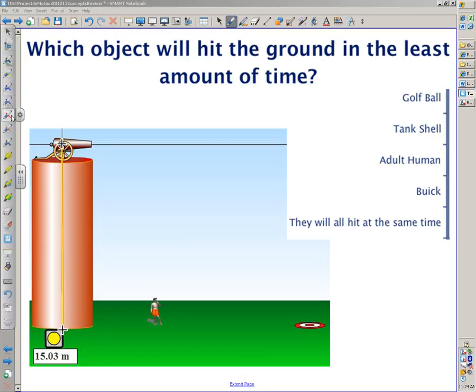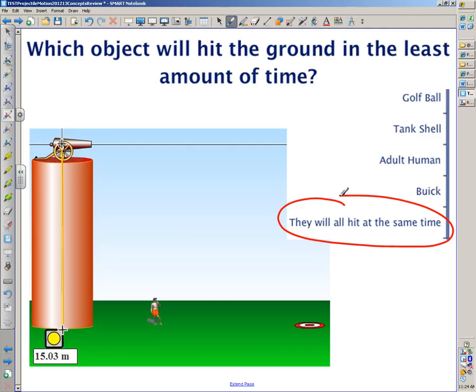Because what determines how long it's going to take them to hit the ground? Gravity. Does it matter that they're moving horizontally? No. And in this case, it doesn't matter what they are, because what do we know that gravity does to all objects? Gravity affects all objects exactly the same, regardless of their size or mass, or regardless if they're falling straight down, or regardless if they're moving horizontally.